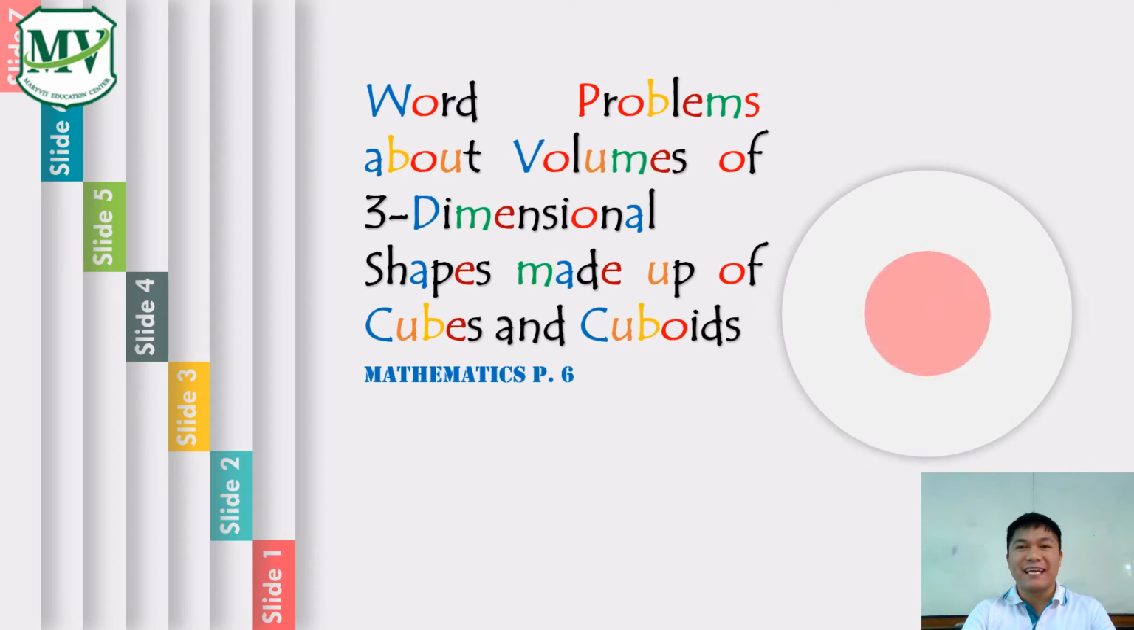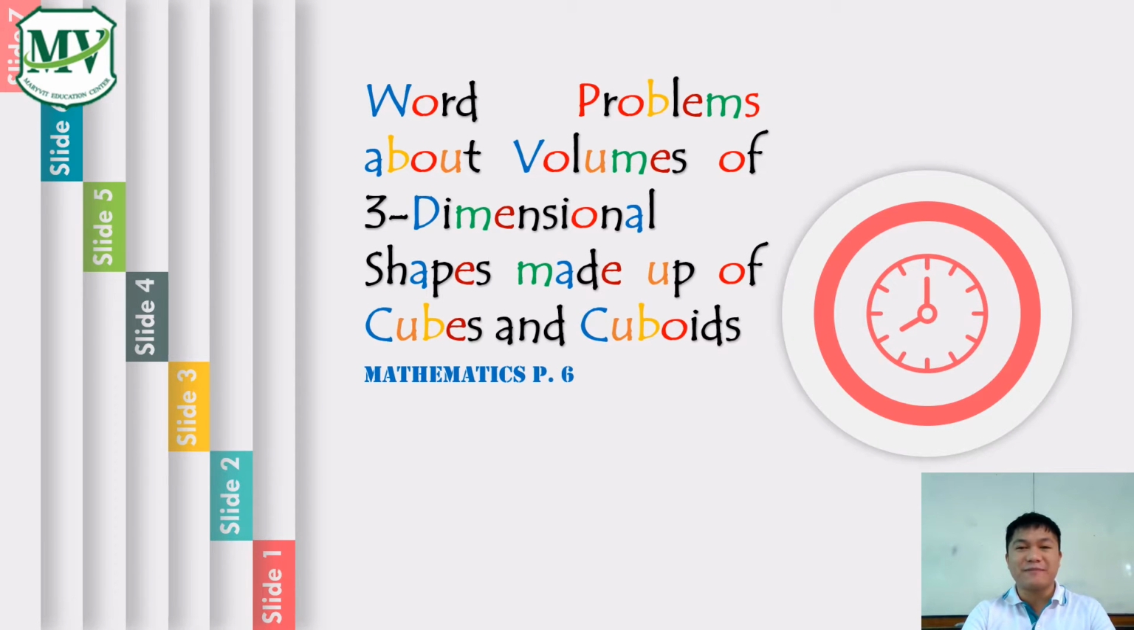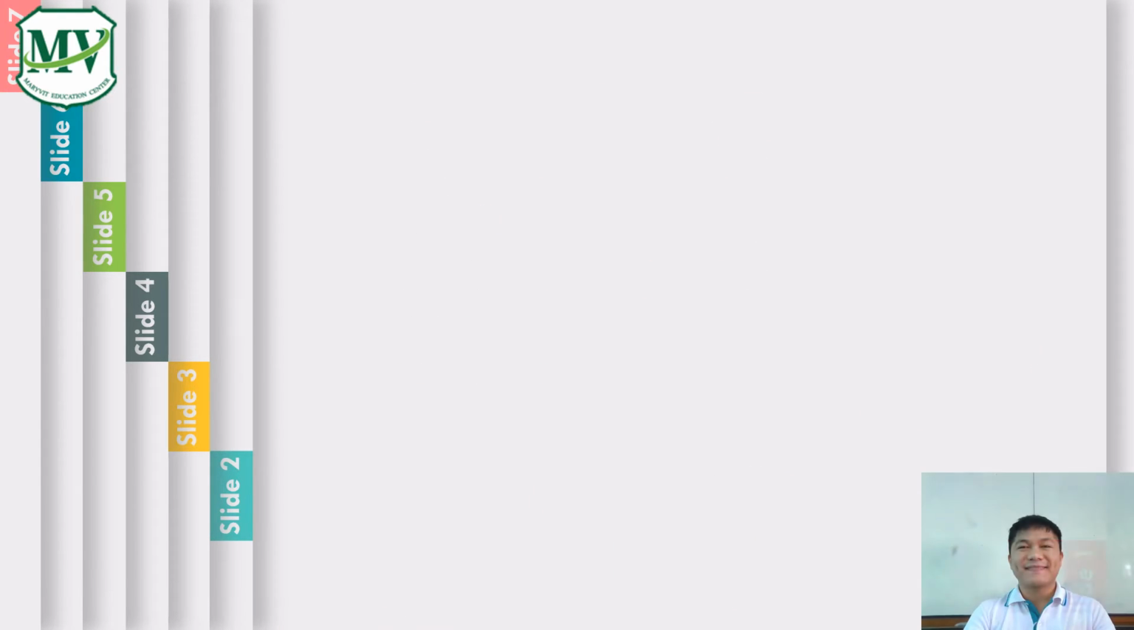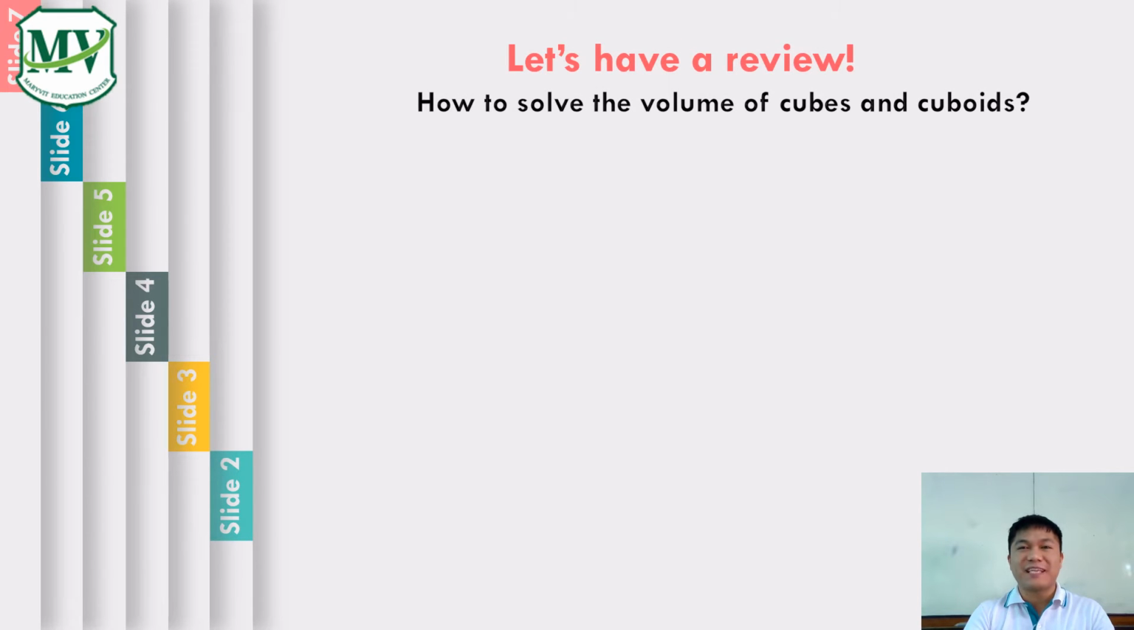Our topic for the day is all about word problems about volumes of three-dimensional shapes made up of cubes and cuboids. Before we proceed to our discussion, let us have first a short review on how to solve the volume of cubes and cuboids. First, cube.